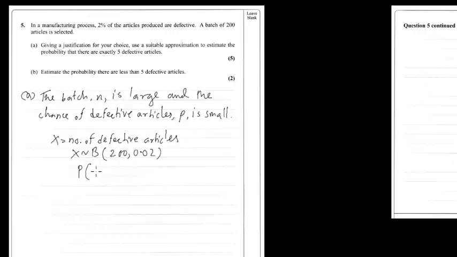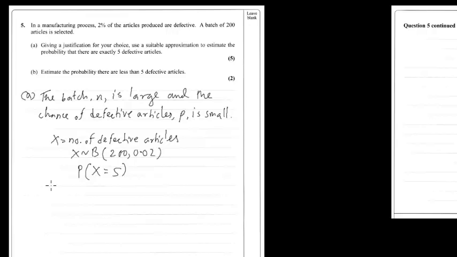So we have to find the probability of exactly 5 defective articles, x equals 5. But this distribution cannot be used, as we know that in the table we don't have n equals 200, it's up to 50. For that reason the table cannot be used, so this distribution is useless for us. So in order to do that, we have to use an approximation.